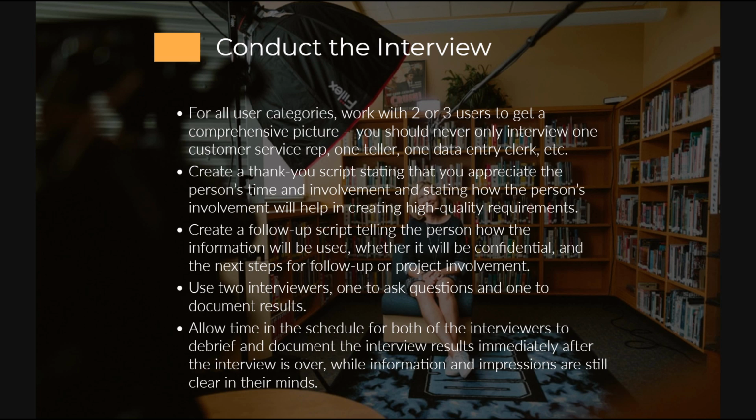Allow time in the schedule for both of the interviewers to debrief and document the interview results immediately after the interview is over. So in other words, don't literally schedule meetings back to back. If you have to do 5 interviews and the interviews are 30 minutes apiece, leave 30 minutes in between them so that you have time to document the information that you're getting.